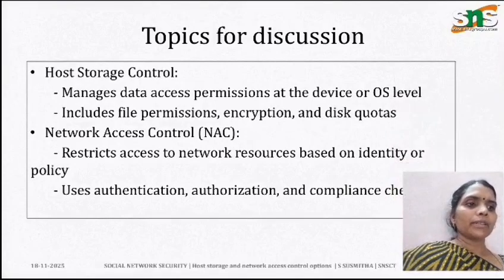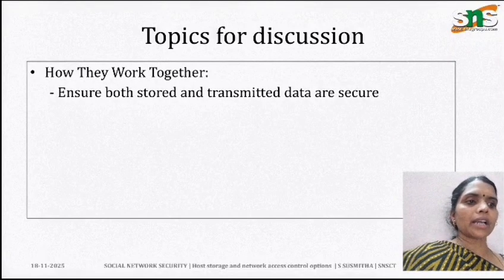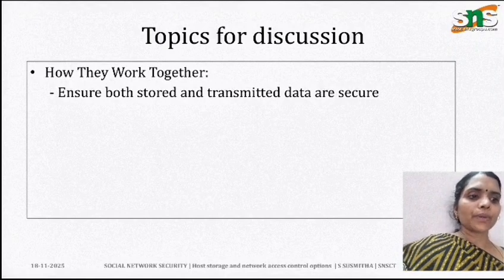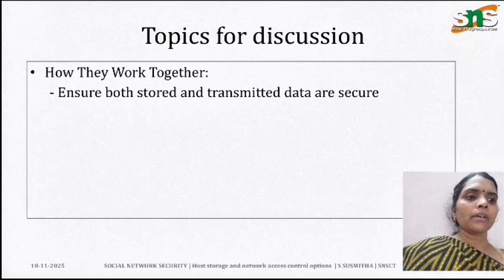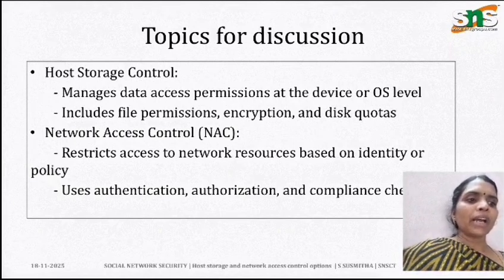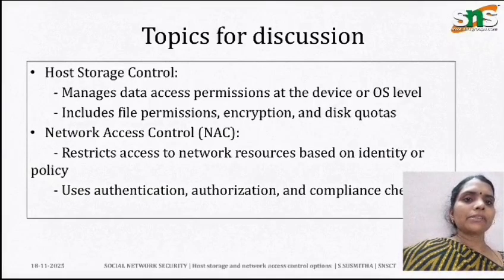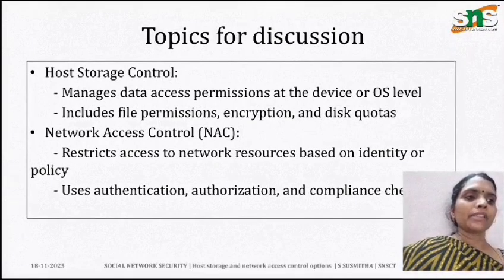Network based storage, that is network attached storage, is a dedicated file storage device accessible to multiple users, for centralized backup and sharing. SAN, that is storage area network, is a high speed storage network used in data centers, supporting large enterprise applications. Then cloud storage is internet based storage, scalable, pay as you use. Examples: Google Drive, OneDrive and AWS S3.